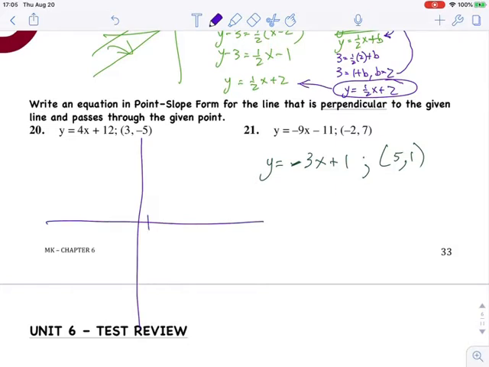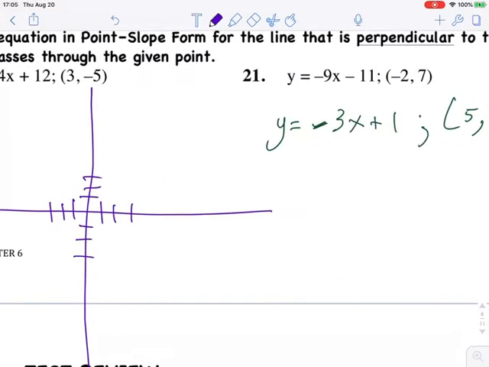Negative 3x plus 1 should look a little something like this. Y-intercept of 1, and it's got a slope of -3. So what does that entail? Make sure it's pitching this way. You go down 3, 1, 2, 3, and across 1. Bang. Or you go up 3, 1, 2, 3, and across 1.